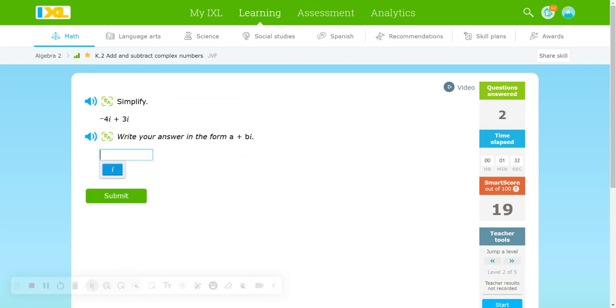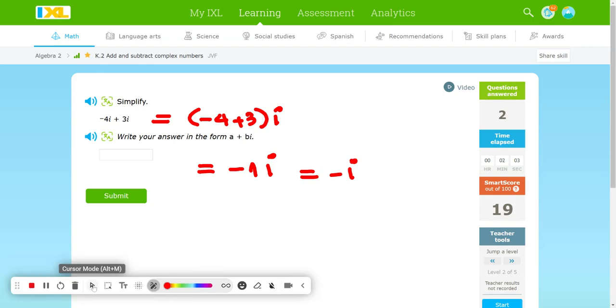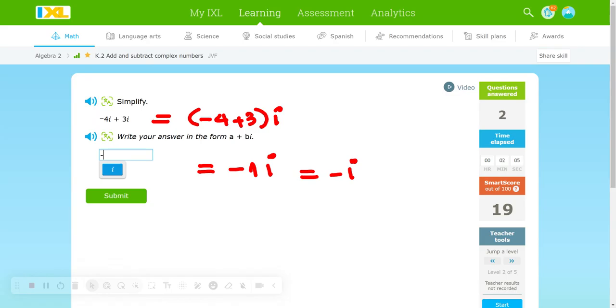Okay, here we go. Subtract 4i plus 3i. You combine the numbers together. If you want, you can factor out the i. If you factor out the i, you have negative 4 and plus 3. Negative 4 plus 3 is negative 1, so negative 1i. You can put negative 1i or negative i, same thing. Voila.